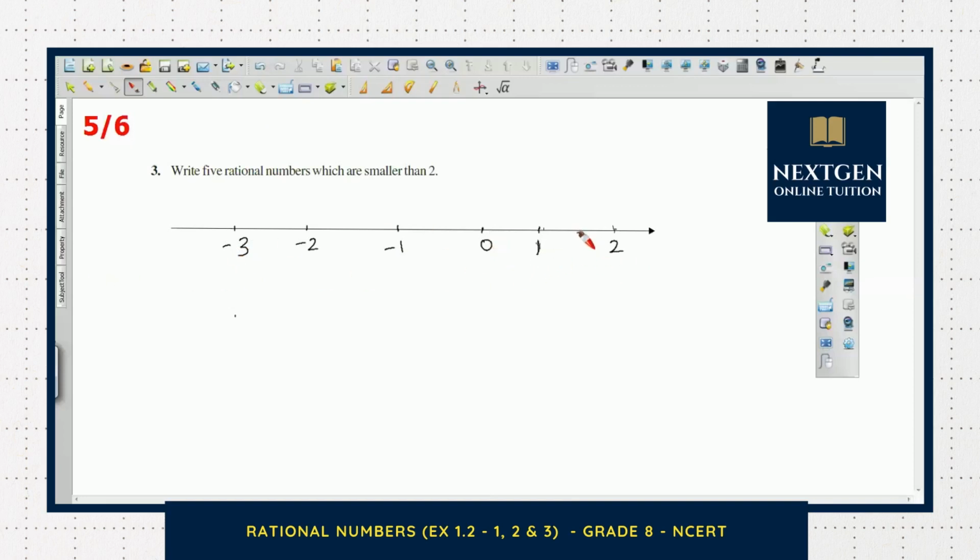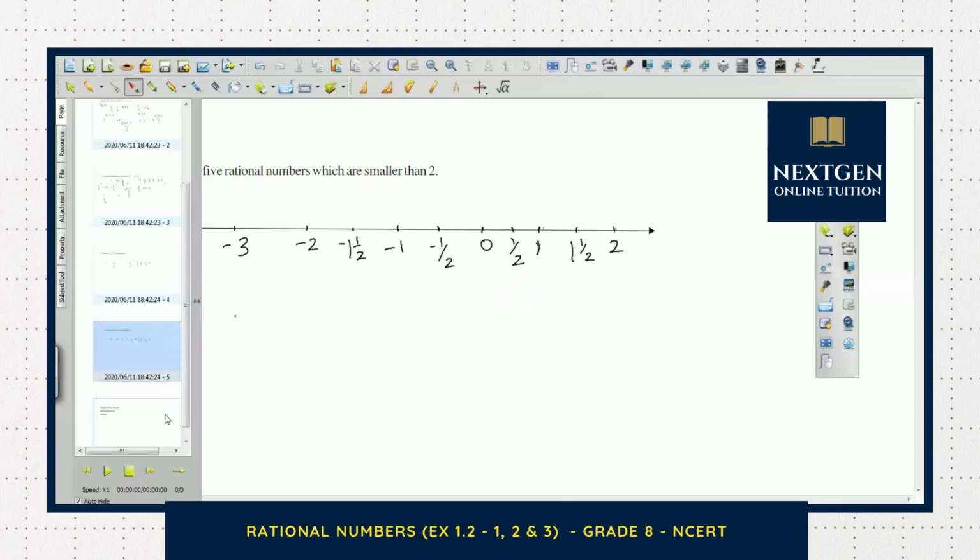You can also take between 1 and 2, you have 1 and 1 by 2. Between 0 and 1, you have 1 by 2. Between 0 and minus 1, minus 1 by 2. And here, minus 1 and 1 by 2. There are n number of rational numbers between any two numbers, which we will see in our future classes.